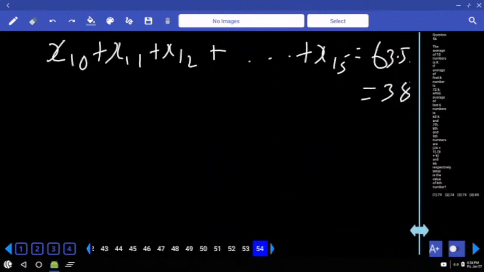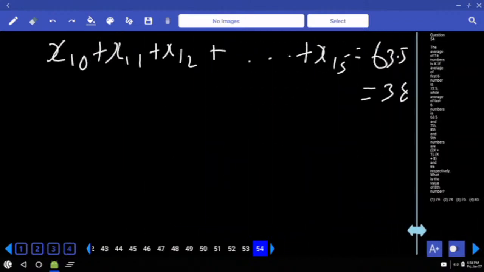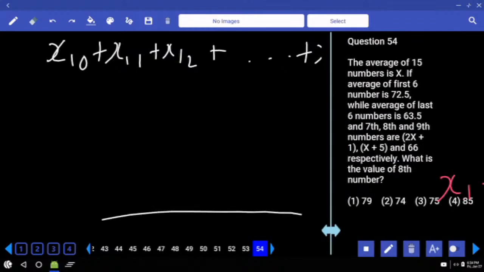Now, if you see here, which numbers are missing? Here 6 is there, and here 10 to 15 is there. The 3 numbers are 7, 8 and 9. So you are saying that, sorry.